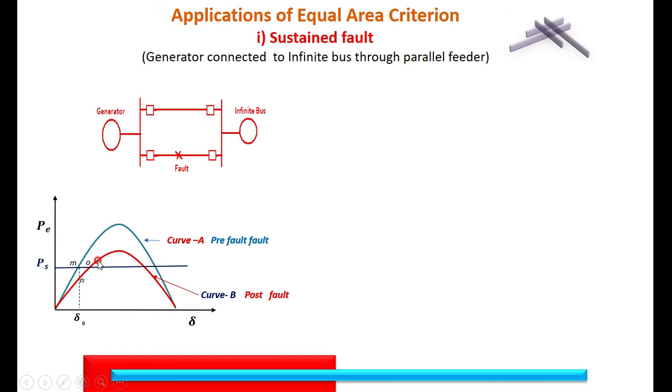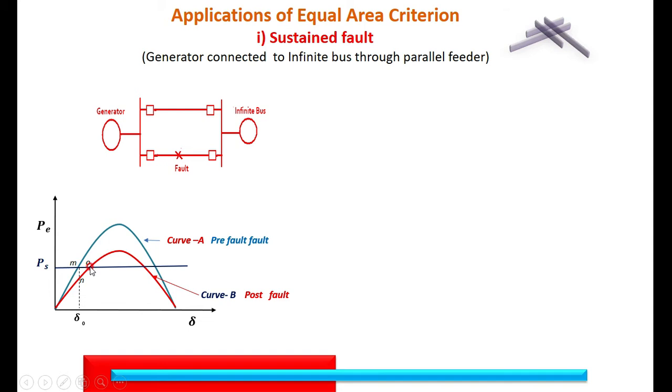From O onwards, the angle delta goes on increasing because of the inertia. However, the speed goes on decreasing, because above O the electrical output is more than the mechanical input. Therefore, there is a deceleration. Therefore, what happens here?